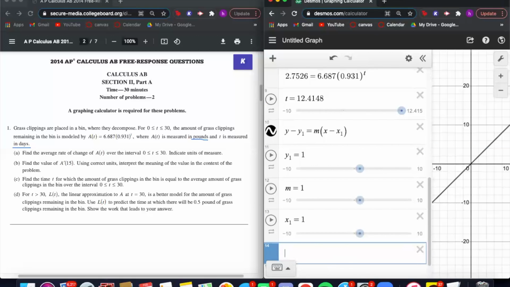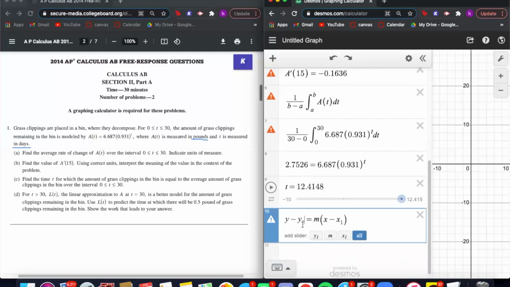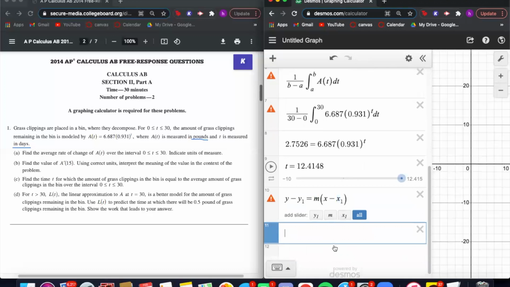So we have to find three different things here. We have to find y1, we have to find m, and we have to find x1. Those are the three variables that we need to find. And so we already know x1. x1 was given to you, x1 equals 30. And so to find y1, all we have to do is plug the input into the equation to get the output, which will be y1.